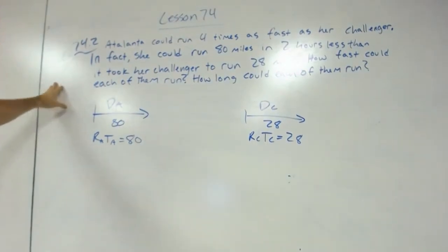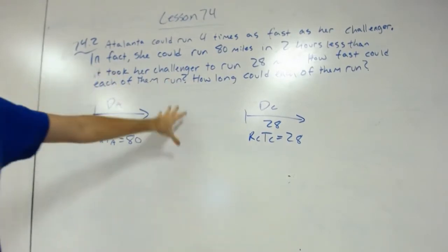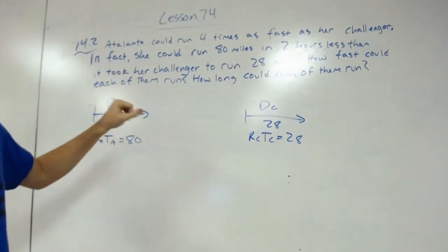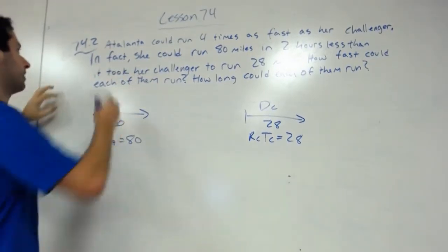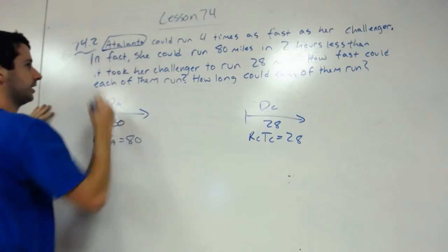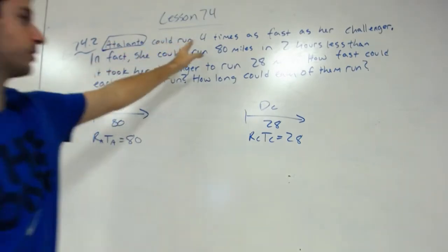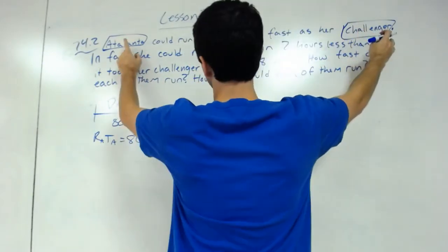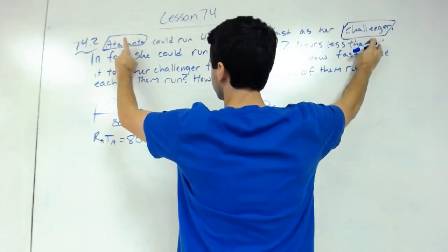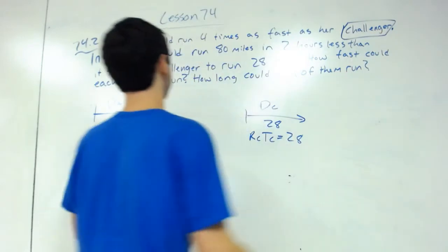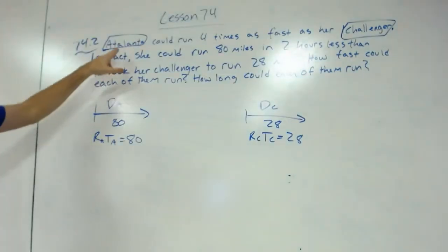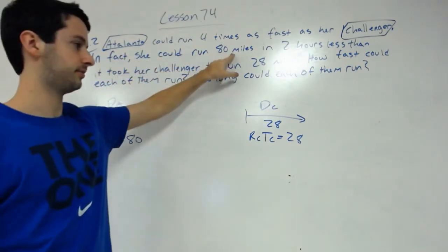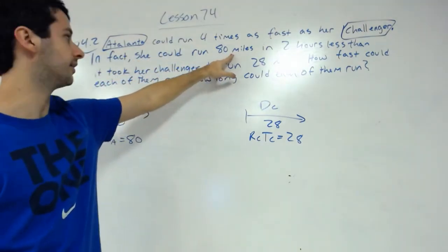These types of distance problems actually give us the individual distance of both of them. So we have one person here, Atlanta, and she could run 4 times as fast as her challenger. These are the types of people that we have, and these are the distances we have, Atlanta and challenger. It said she, referring to Atlanta, could run 80 miles in 2 hours less than, and so on.